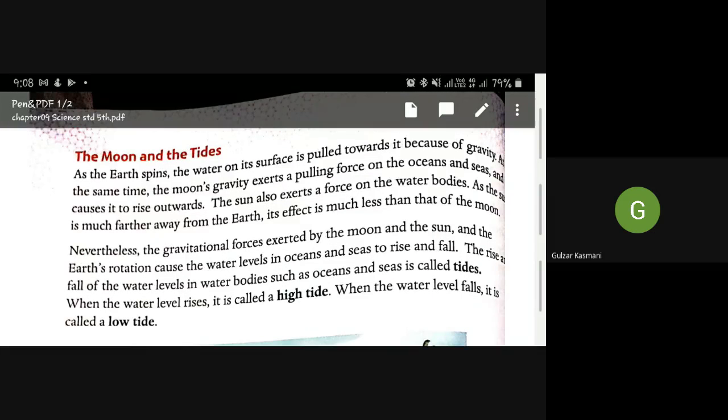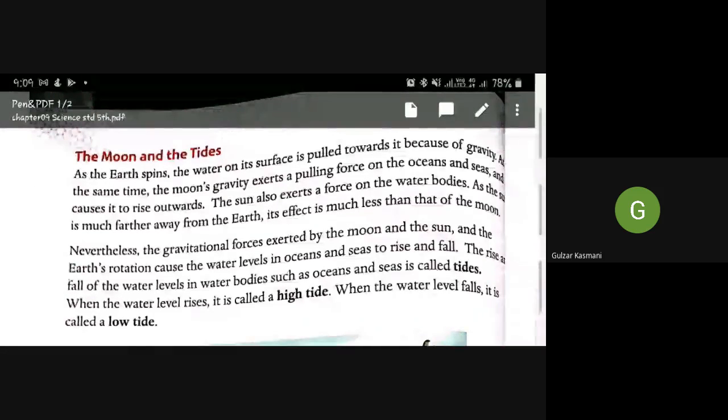Okay, as the earth spins, you know the earth is spinning, moving round and round. The water on the surface is pulled towards it because of gravity. The earth घूम रहा है round and round because of spinning. The water is also pulled towards it because of gravity. At the same time, the moon's gravity exerts a pulling force. क्या कर रहा है? Because of gravity, it's coming inward. And the moon's gravity exerts force on the sea and the ocean, and it causes it to rise outward.